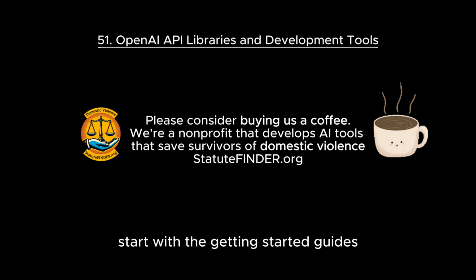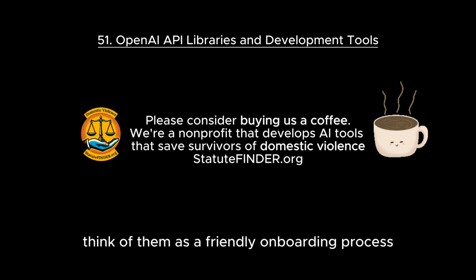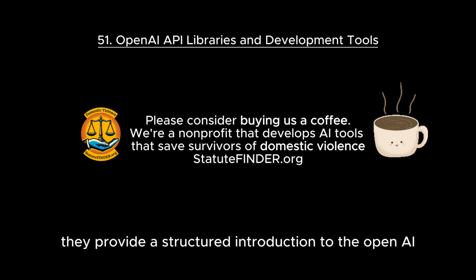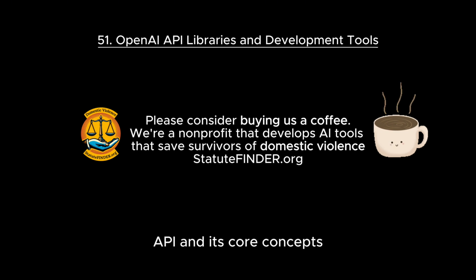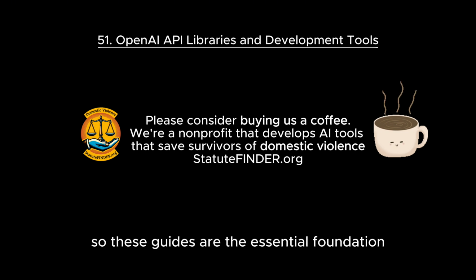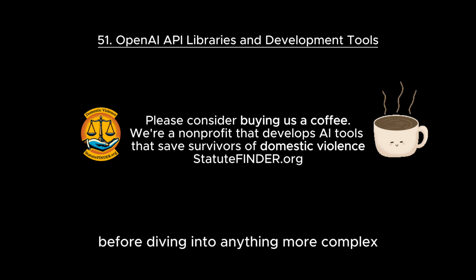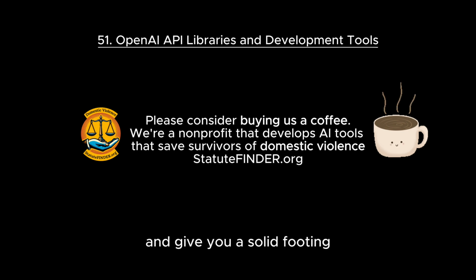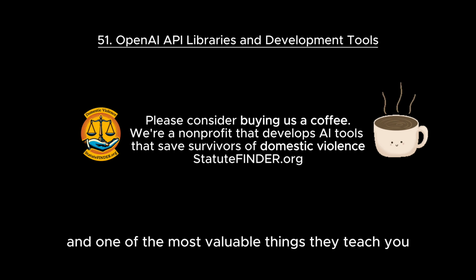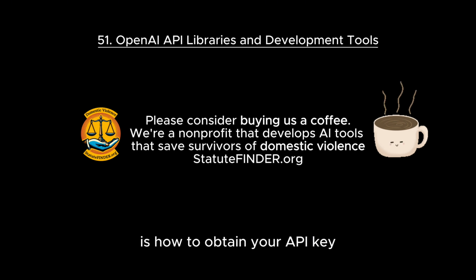First things first, start with the getting started guides. Think of them as a friendly onboarding process. They provide a structured introduction to the OpenAI API and its core concepts. So these guides are the essential foundation before diving into anything more complex. Exactly. They walk you through the basics and give you a solid footing, and one of the most valuable things they teach you is how to obtain your API key.